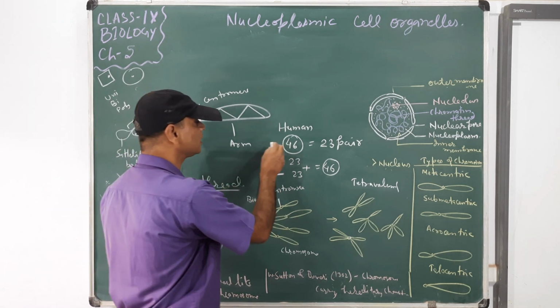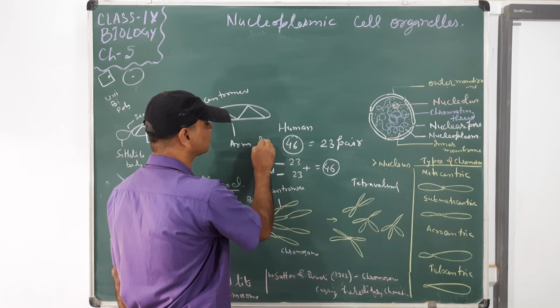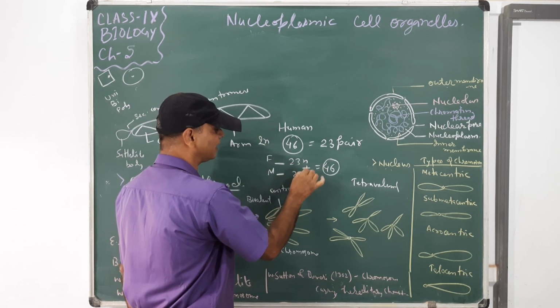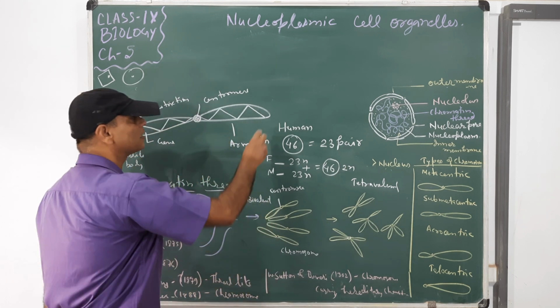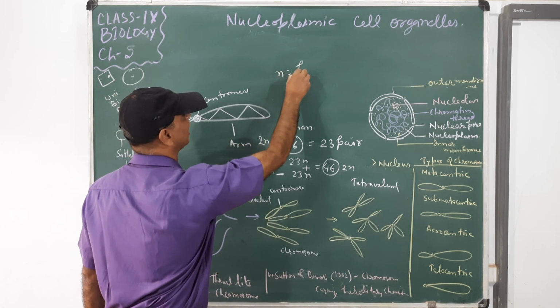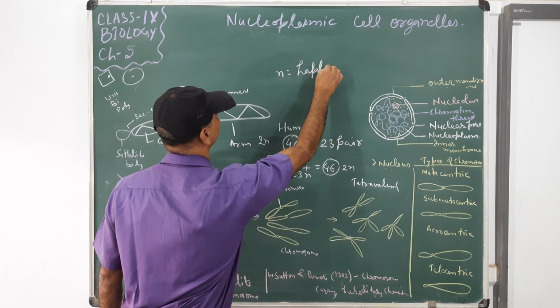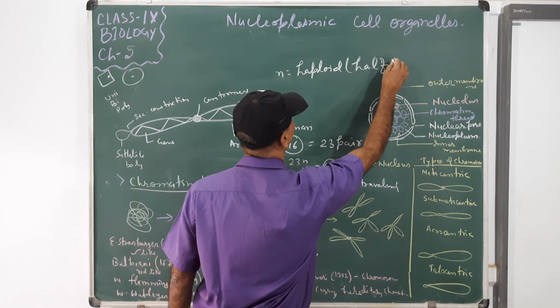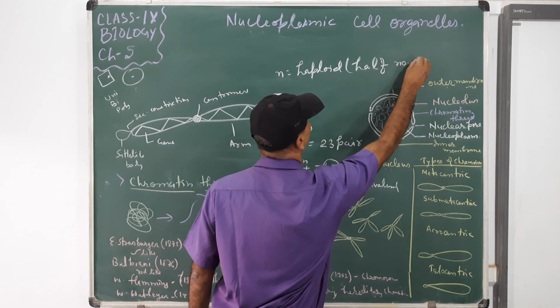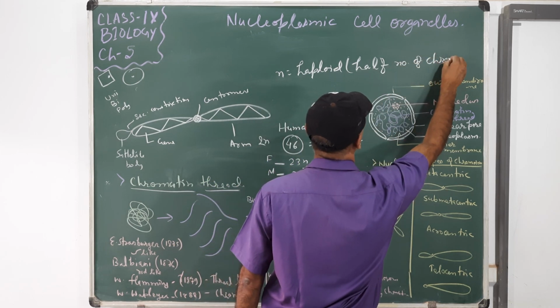So see, this is called double, 2n. The gamete is called n. It becomes again 2n. So n means haploid. Haploid means half the number of chromosomes.